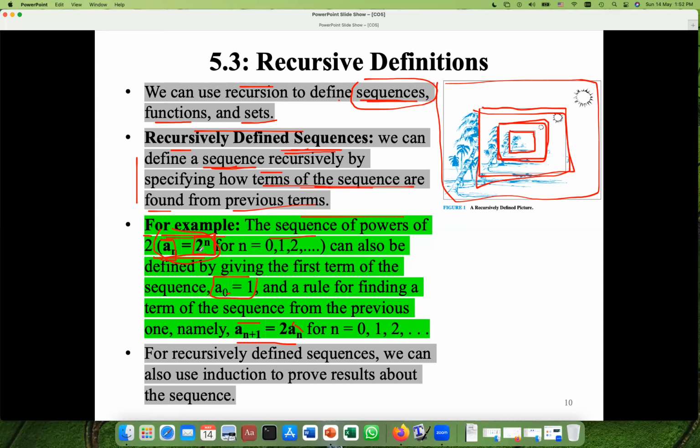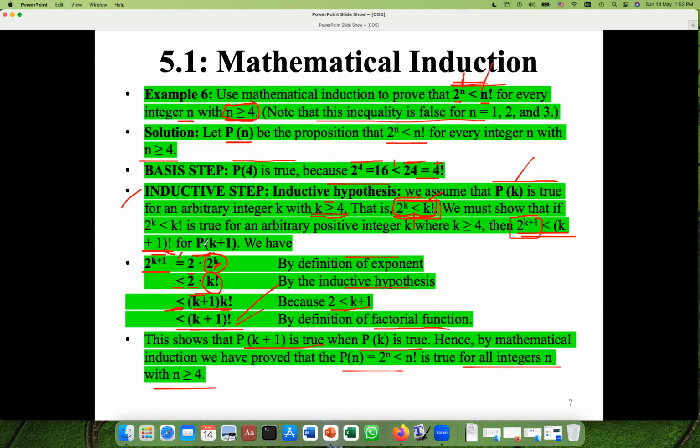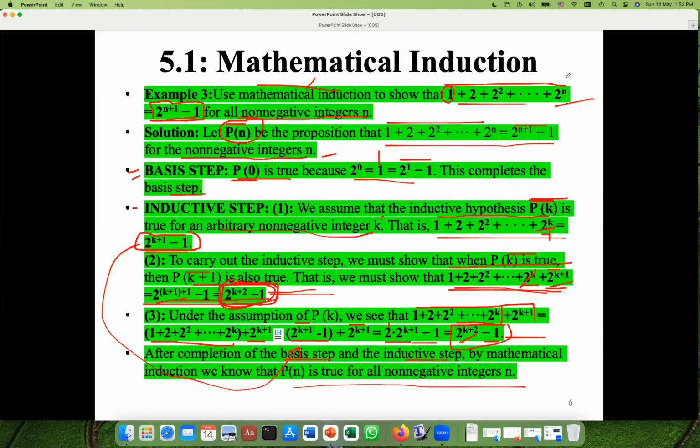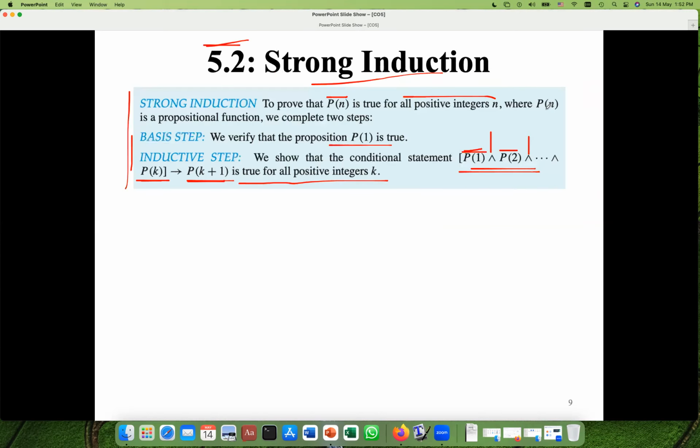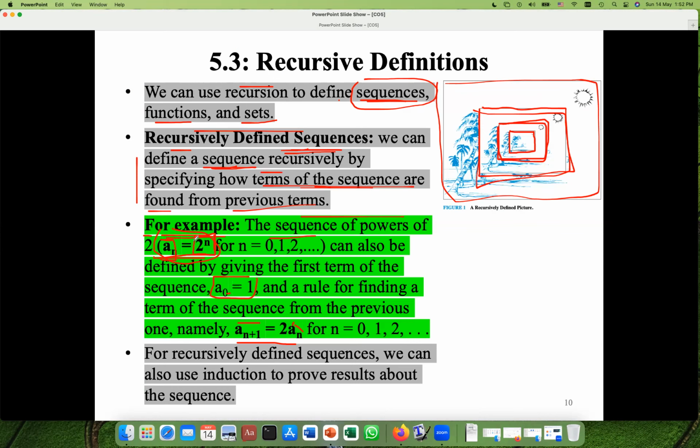Do you have this sequence in your mind? This is that sequence: 1, 2, 4, and so on. The plus is not there, but you can imagine a comma here. The first term is 1, second is 2, then 2 raised to the power 2, then 2 raised to the power n. So this is the sequence by using an is equal to 2 raised to the power n.